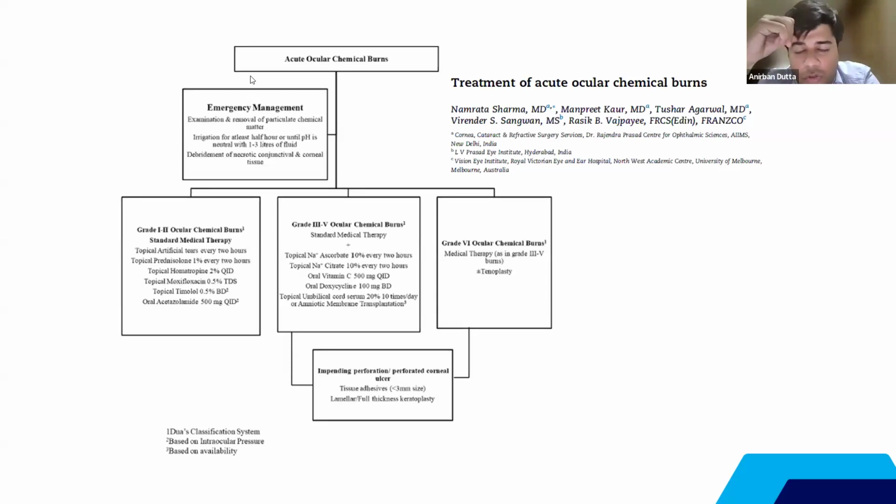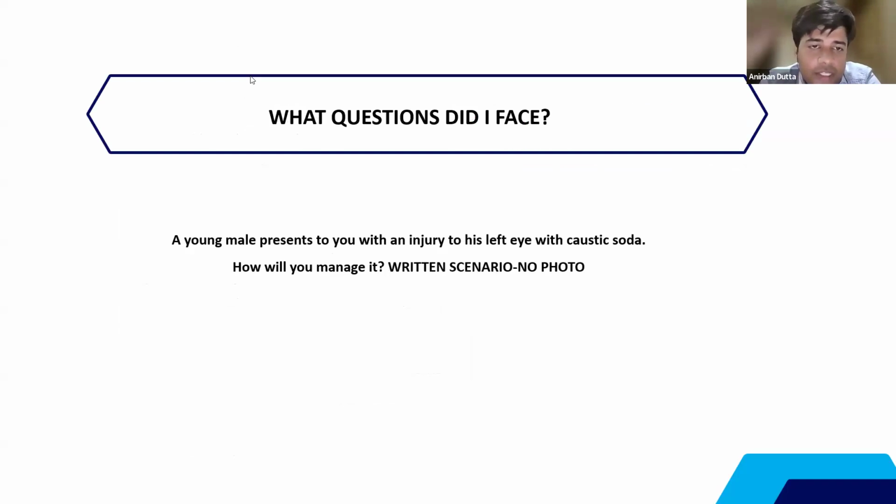stepwise. So you will have to first evaluate the patient on the slit lamp, do the fluorescein staining, grade the chemical injury. You ask the patient what chemical has hit the eye, whether he has got any vessel or bottle. Sometimes they bring the bottle of the acid or alkali which has gone into the eye. If you have that, you document that. What was the quantity? What was the amount of the fluid which went in? Everything needs to be documented.